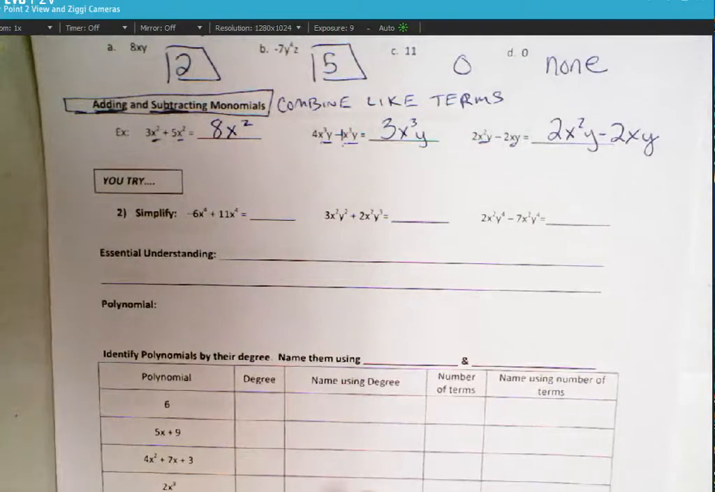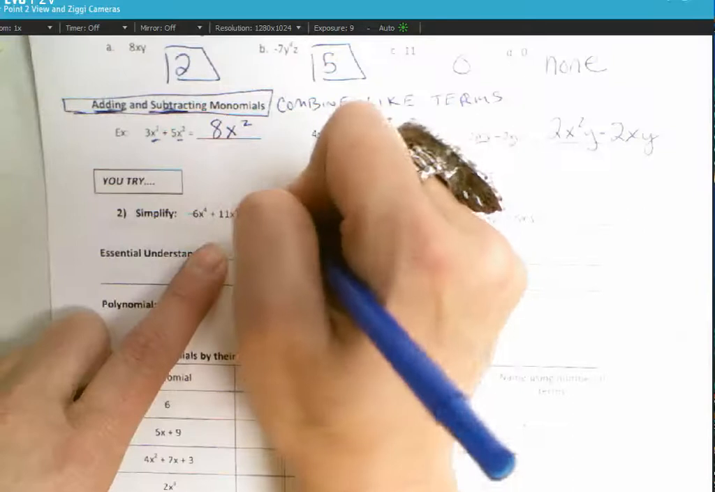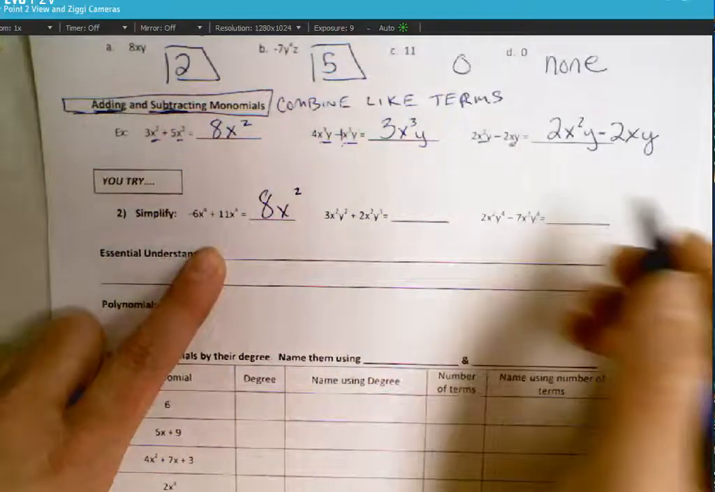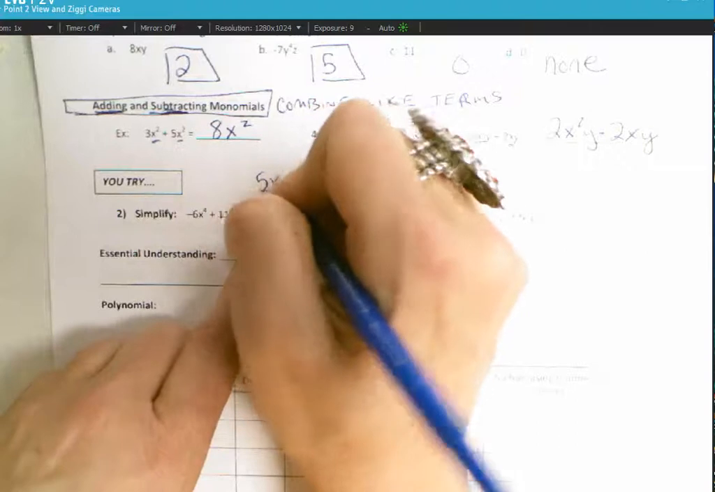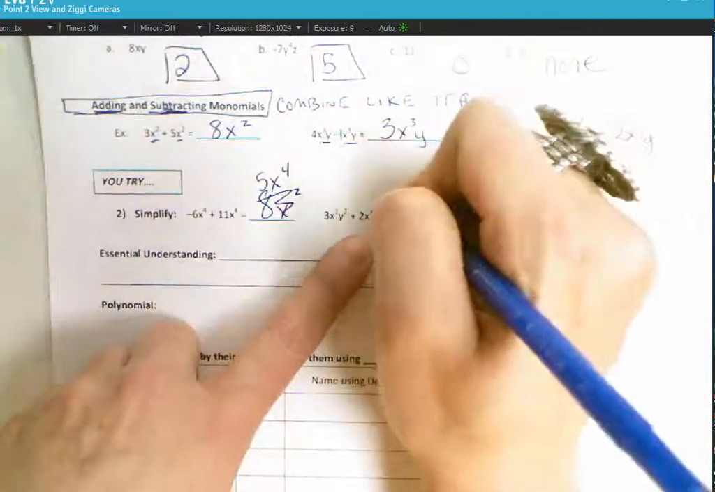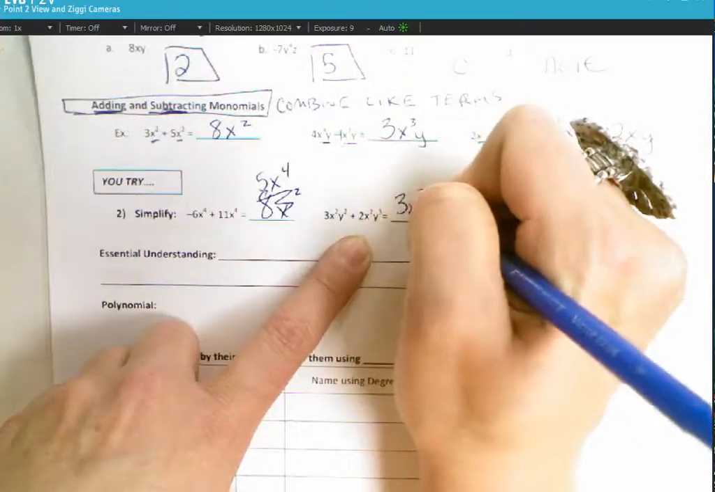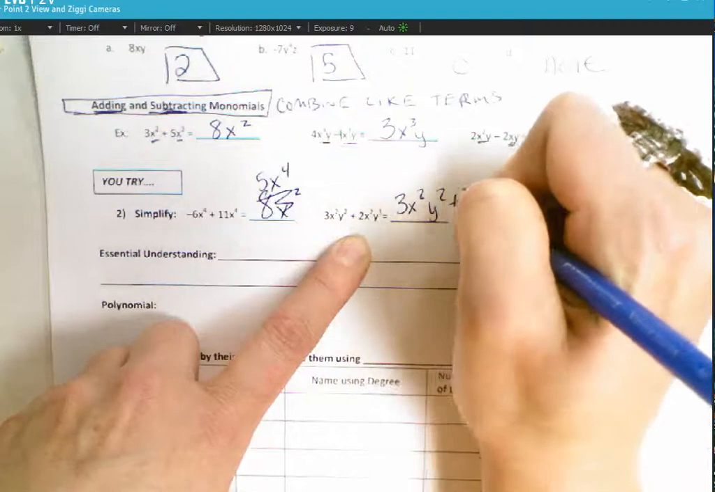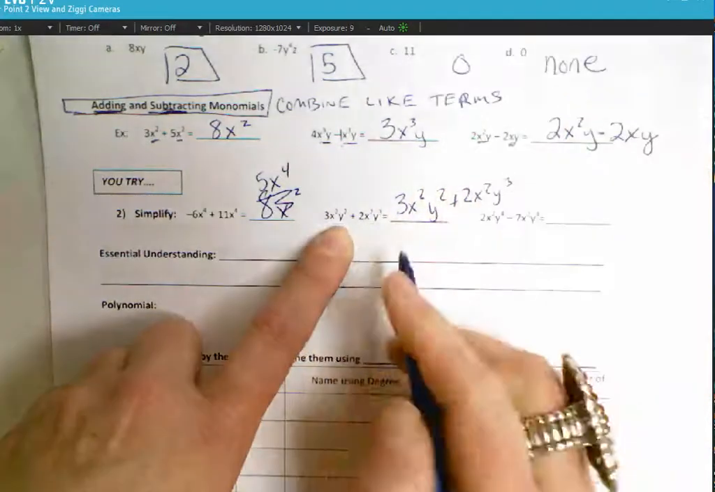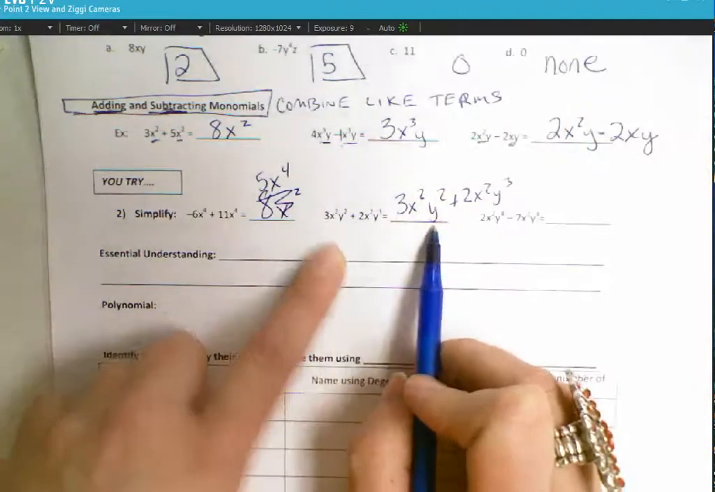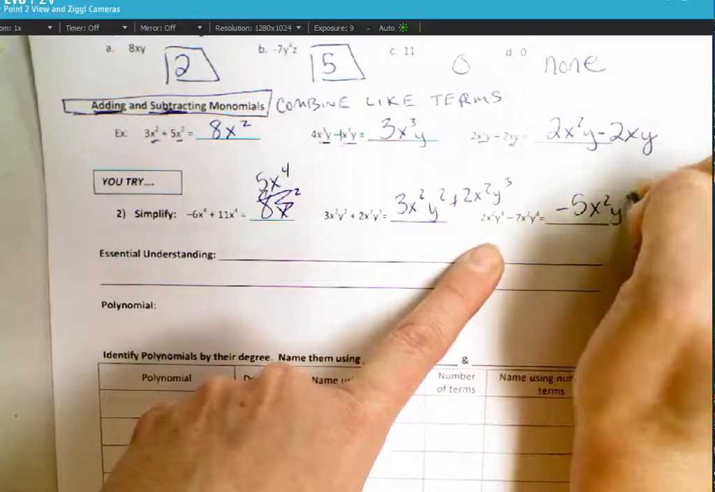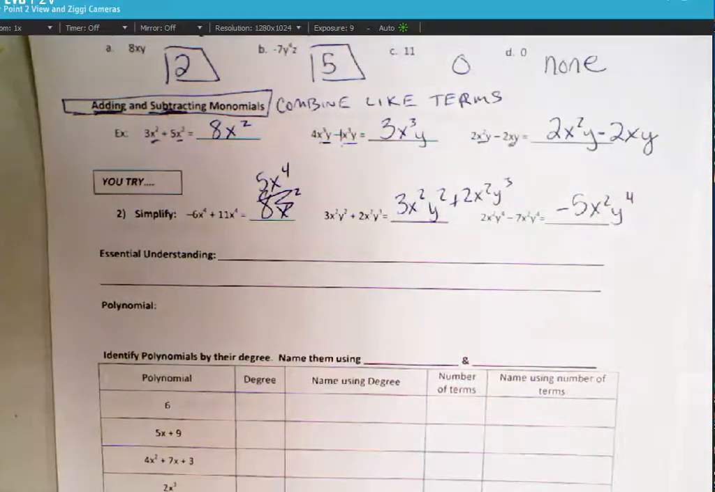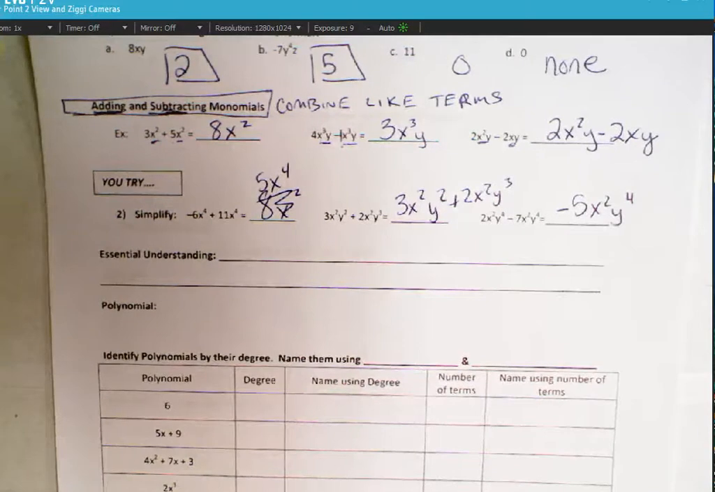Alright, you should have gotten 8x squared. Oops, that's not right. You should have gotten 5x to the fourth and 3x squared y squared plus 2x squared y to the third, because they do not match exactly. I cannot combine them. And negative 5x squared y to the fourth. If you did not get those correct, pause the video, go back and see if you can figure out where your mistake was.